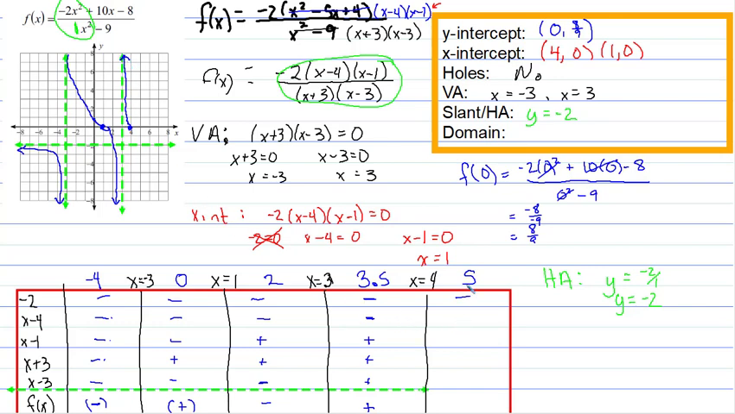Now let's do the last section. I just chose any number bigger than 4. So 5 minus 4, positive. 5 minus 1, positive. 5 plus 3, positive. 5 minus 3, positive. So I only had one sign in that section that was negative. So that means the whole thing is negative in that section.